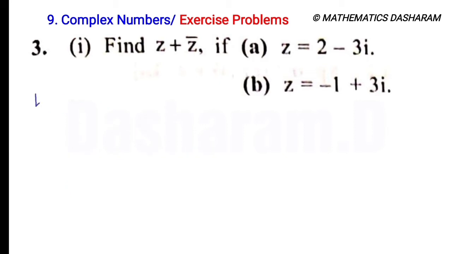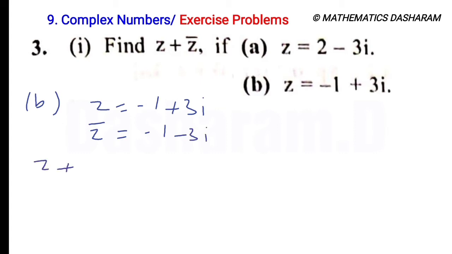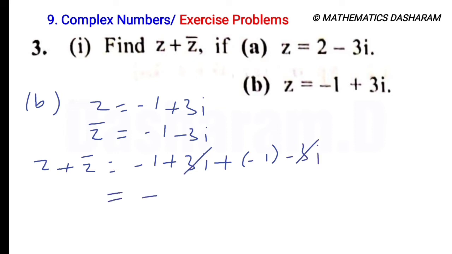Next, question number B: z equals minus 1 plus 3i, then z bar equals minus 1 minus 3i. Then z plus z bar equals minus 1 plus 3i plus minus 1 minus 3i. Plus 3i and minus 3i cancel, so minus 1 minus 1 is minus 2.